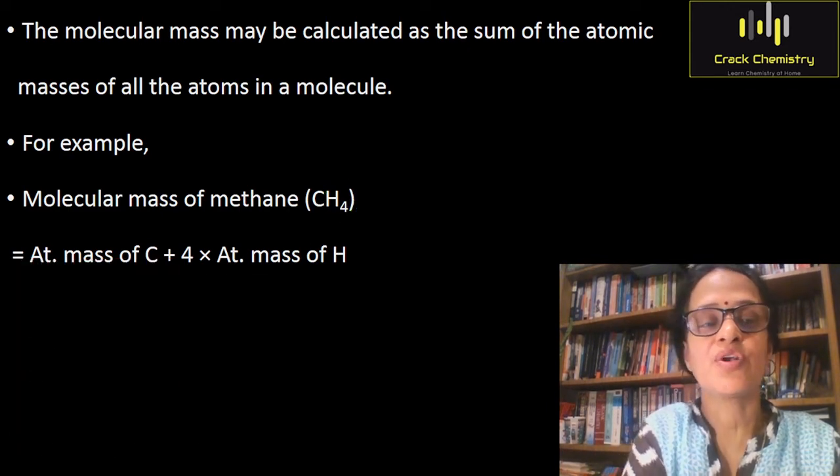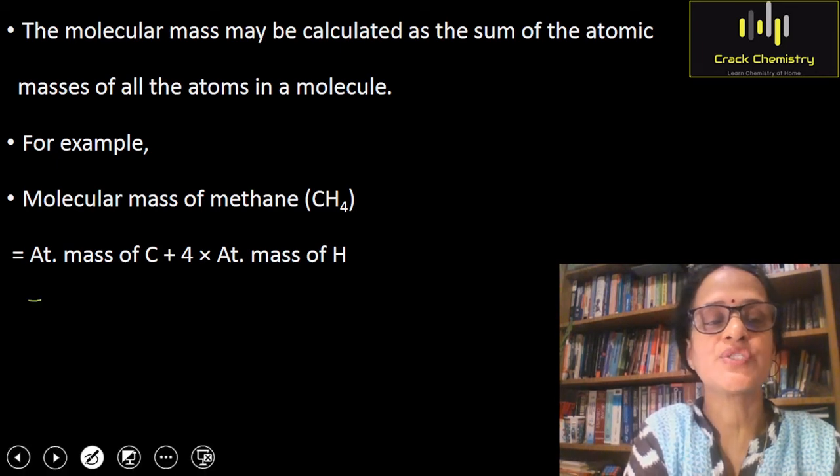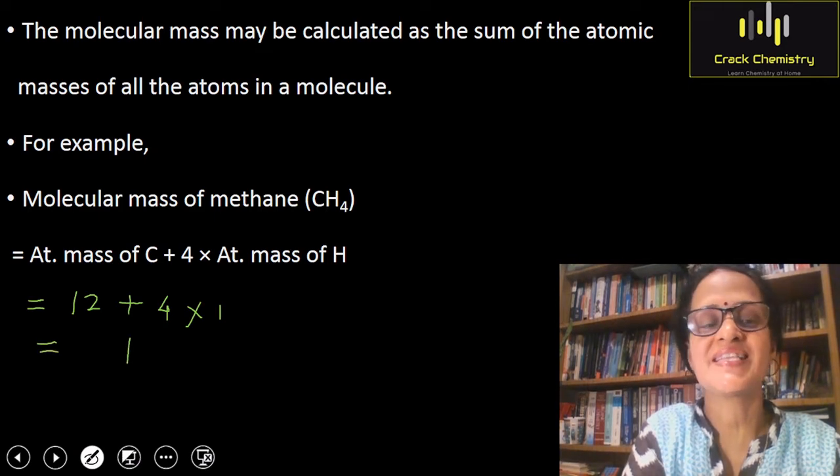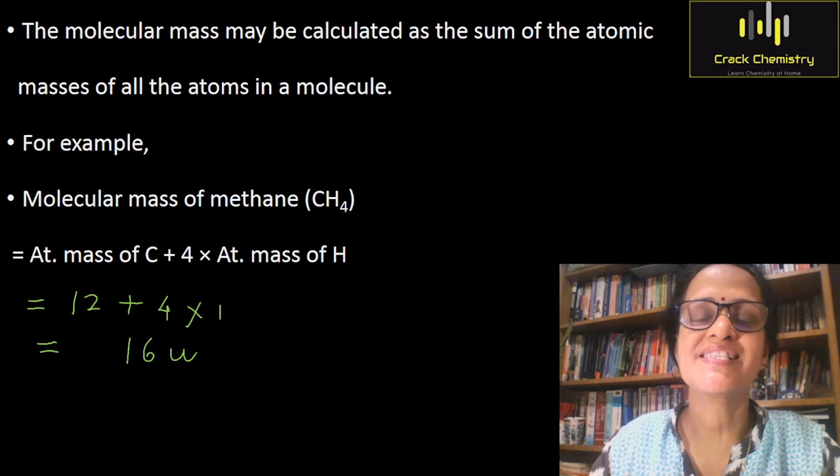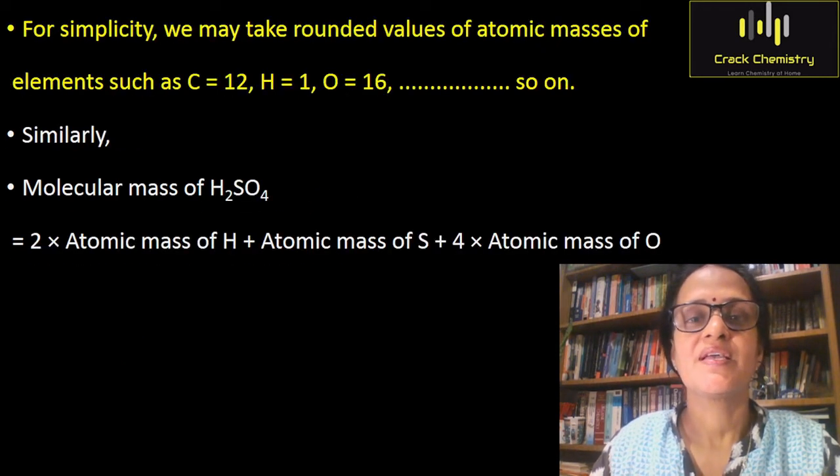So, we know that atomic mass of carbon is 12, plus 4 into atomic mass of hydrogen, which is 1. So, on calculating this, we will get the answer 16U. So, molecular mass of methane is 16U.